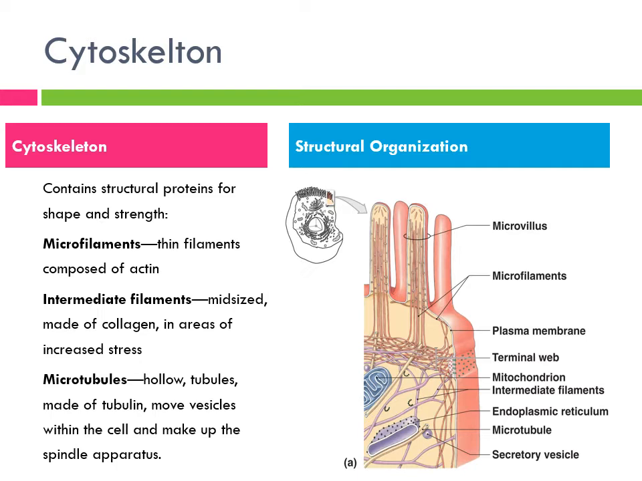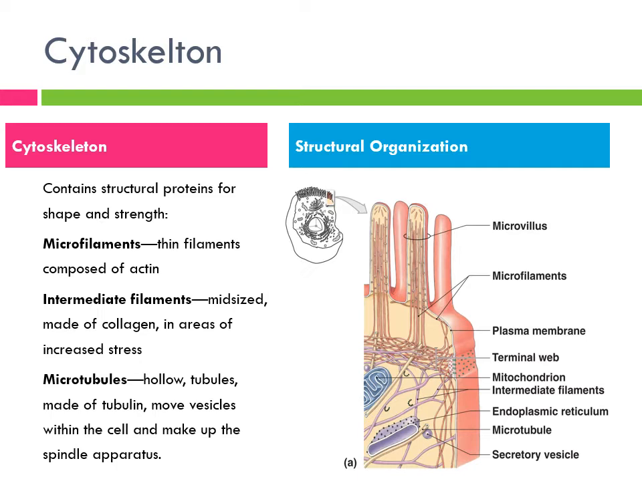So we're going to look at each part individually. The cytoskeleton is just what it sounds. It's the skeleton of the cell. It contains structural proteins which give the cell its strength and its shape. Microfilaments are thin filaments composed of actin. Actin is a protein. The microfilaments anchor the cytoskeleton to the integral proteins in the membrane and determine the consistency of the cytosol.